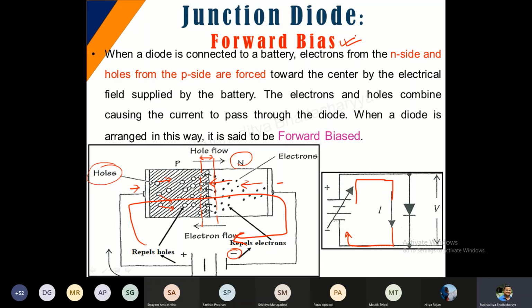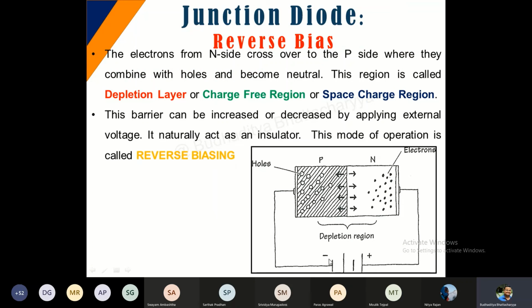Imagine the other way around: if I change the supply voltage and keep this as negative and this as positive, what will happen? The negative will attract the holes, so the holes come more towards this junction, whereas the positive will attract the electrons closer to this junction. What will eventually happen? In between, at the junction where the p and n types are sandwiched, there is no electron or hole pair present. You can see the electrons from the n side.